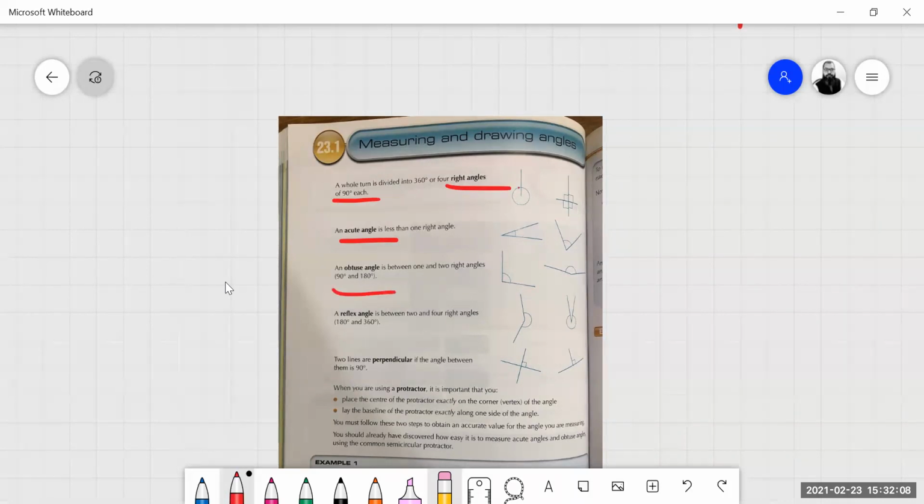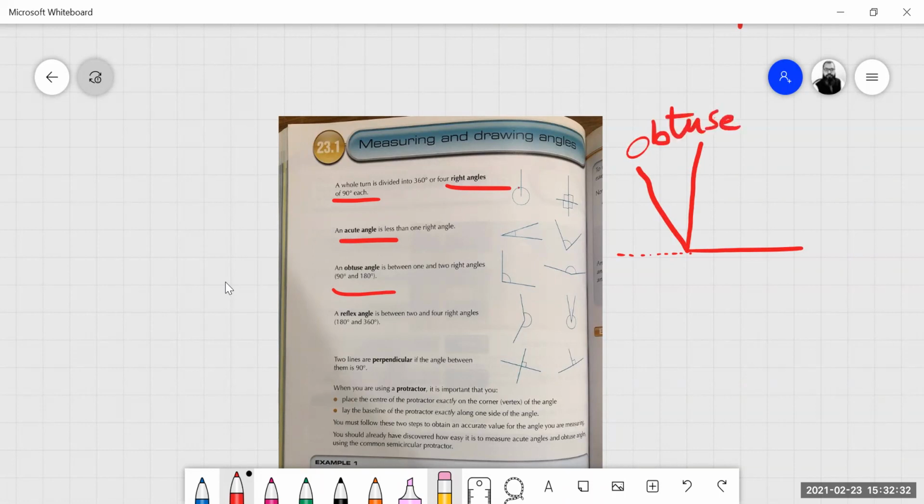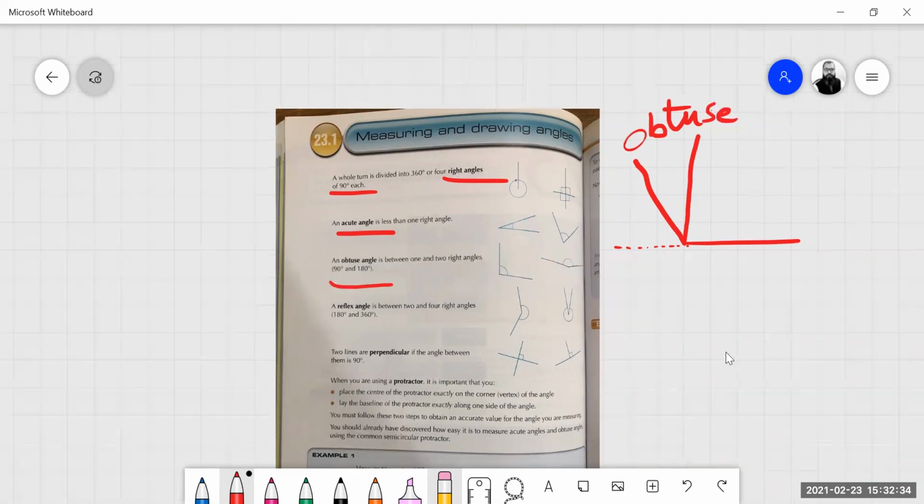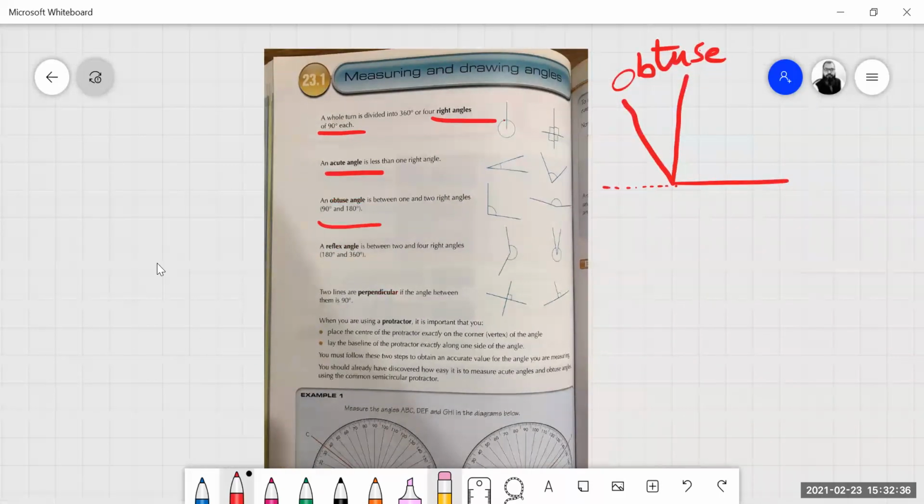An obtuse angle is between 1 and 2 right angles. This is one right angle, and this is 2 right angles, so the angle will be here. This will be an obtuse angle. Is it clear? These are the names only. Just keep them in your mind. You know these things already.